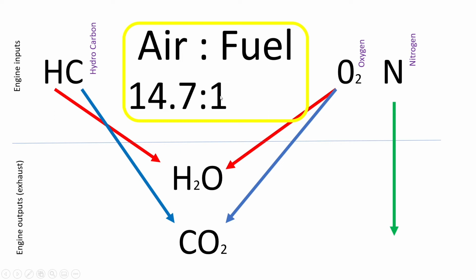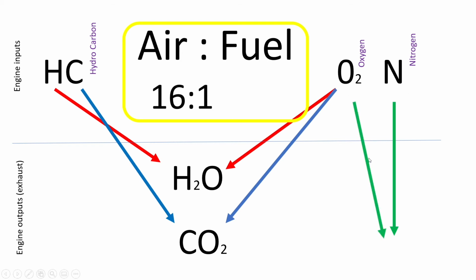Now, if we run on a slightly weaker mixture, so less fuel or more air, let's put some more air in. I'm going to put this in at 16 to 1. So that's 16 grams of air to 1 gram of fuel. Now, that fuel mixture won't burn as cleanly, but it will actually burn much hotter, produce a lot more heat. And more heat means more power. So we can produce more power, but the problem is that because it's so hot, what happens is our nitrogen oxidizes, and we produce various oxides of nitrogen.